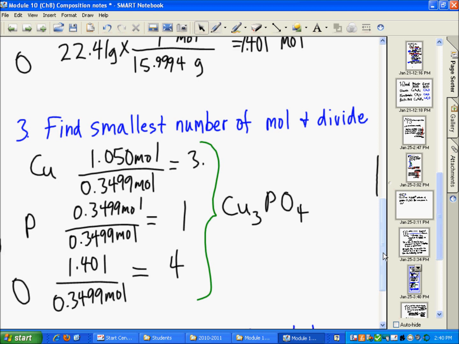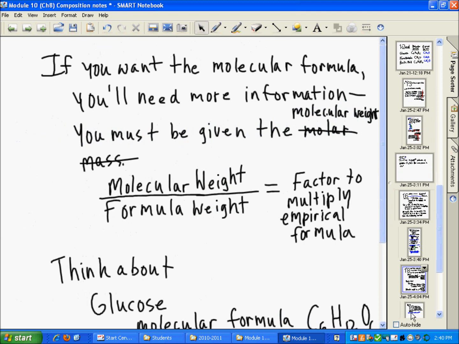Cool. All right, let's move on there. So that's how you get an empirical formula. Sometimes we want the molecular formula, though. And if we need the molecular formula, we'll need more information. We have to know what the molecular weight is, and you'll be given the molecular weight. You can calculate the formula weight just by adding up the weights of all the elements. Then take your molecular weight, which will be given, divided by the formula weight, which we'll calculate from the empirical formula. That will give us a factor that we're going to use to multiply the empirical formula by.